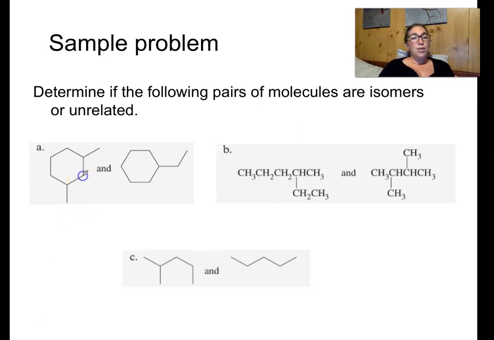So this one has 1, 2, 3, 4, 5, 6, 7, 8 carbons. So I'm going to write C8. And I'm going to count the carbons in the second one here. 1, 2, 3, 4, 5, 6, 7, 8. So there are 8 carbons here.